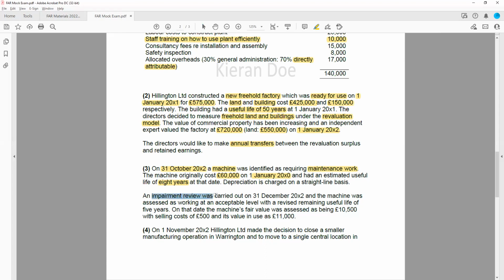An impairment review was carried out. So we could have perhaps suggested an impairment review needs to be carried out, if the asset is damaged. They've told us an impairment review was carried out at the year end, and the machine was assessed as working at an acceptable level with a revised useful life of 5 years. It's got 5 years left.